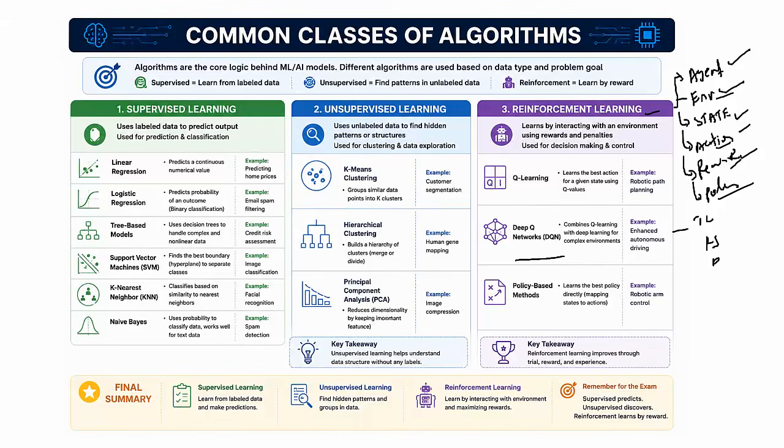So DQN is like a husband managing a wife, mood, mother-in-law, electricity bill, and all that. So too many states, right? A simple memory table fails. So now he needs a deep brain model. That is called DQN. Third is called a policy-based method, which directly learns the best strategy.